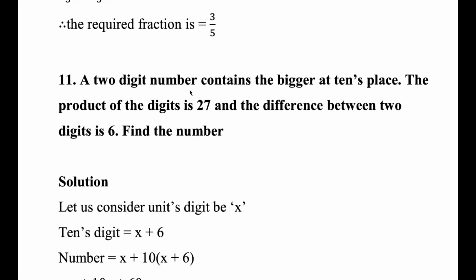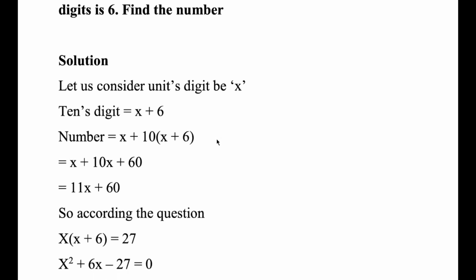A 2-digit number contains the bigger digit at the tens place. The product of the digits is 27 and the difference between the two digits is 6. Find the number. So how to proceed? Let us consider the units digit to be x, so the tens digit is x plus 6. The number will be 10 into x plus 6 plus x, that comes ultimately to 11x plus 60.